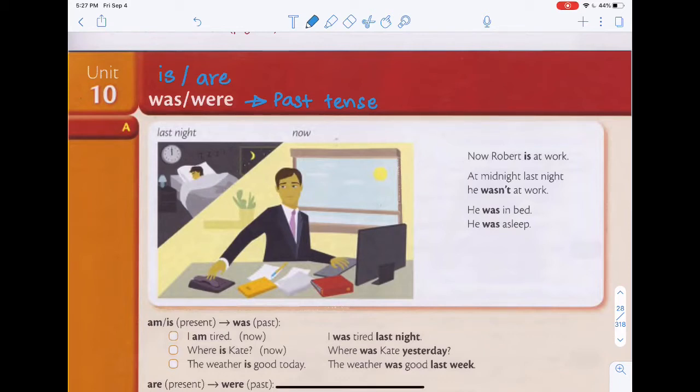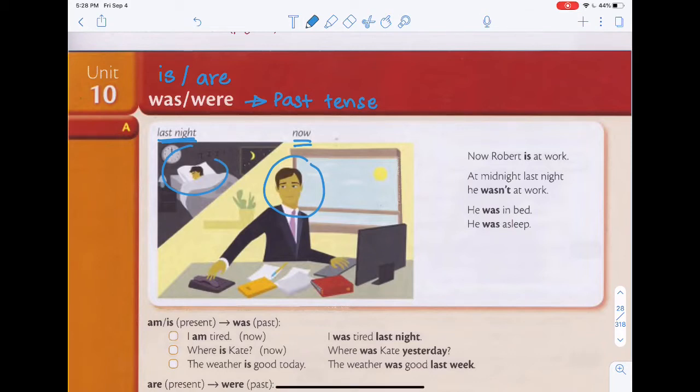Remember, am is are, you learned that in the first chapter. So is and are, you use if things are happening right now in the present at this moment. But if you want to talk about something that already happened, you will use was and were. Alright, so look at this picture. This is what's happening now. Okay, it's present. But last night, this was what was happening.